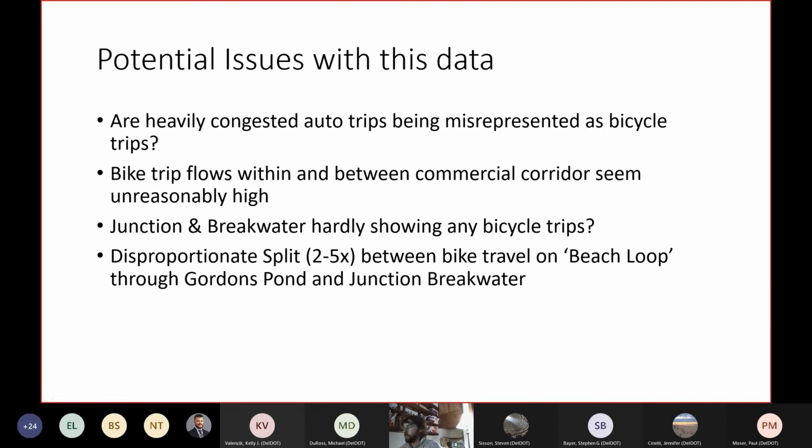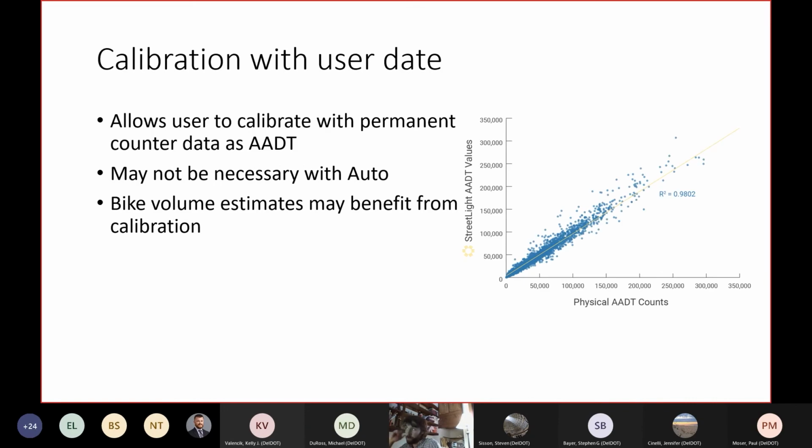So I'm going to try and drill into these. I'm going to call their team here soon. One thing you can do, excuse my typo, is you actually can calibrate these streetlight models using your own existing count data. So what's shown on the right is automobile counts, right? And they have a pretty good correlation, right?